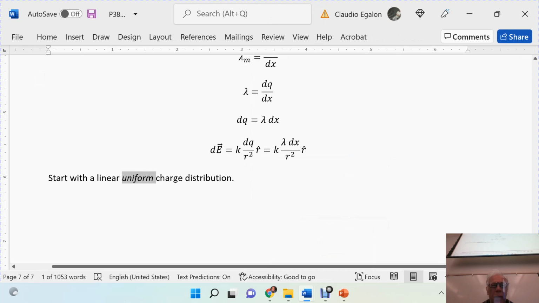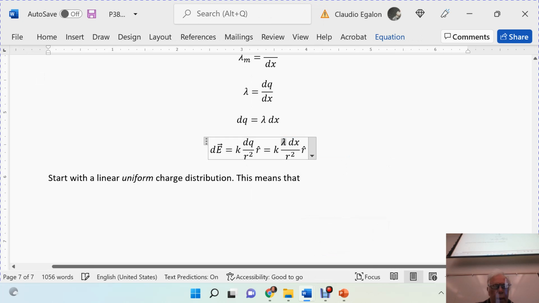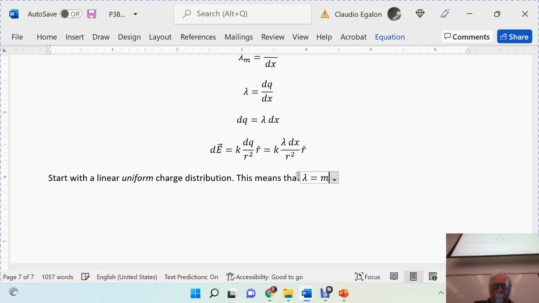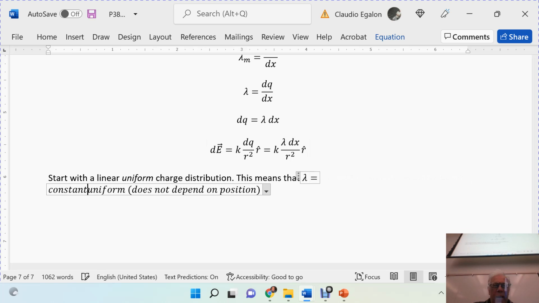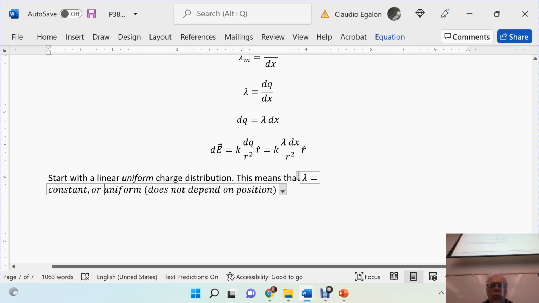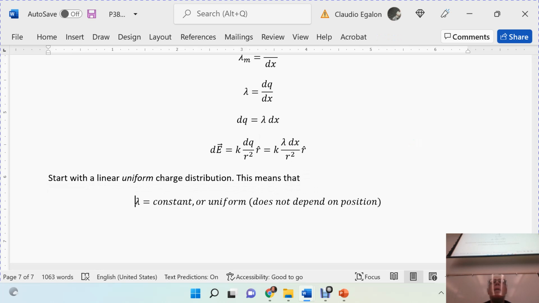So what does it mean? This means that lambda is uniform. Uniform means it does not depend on position. An easier way to state that is to say that lambda is constant, equal to a constant value, or uniform. We use the definition of constant for one thing and the definition of uniform for something else.